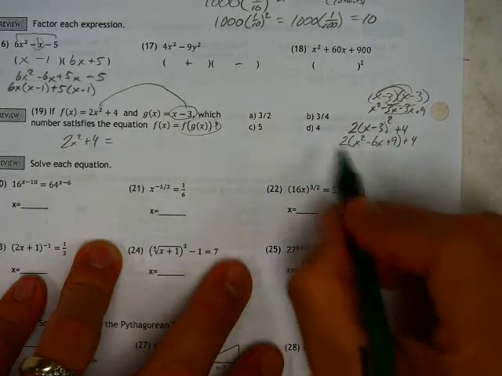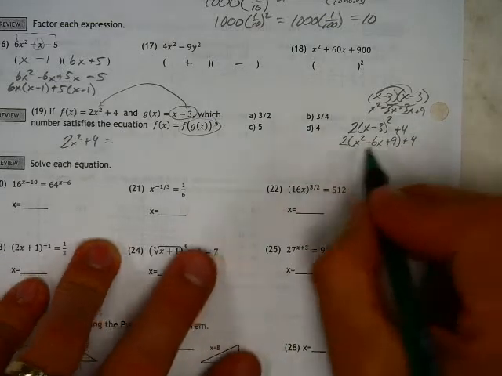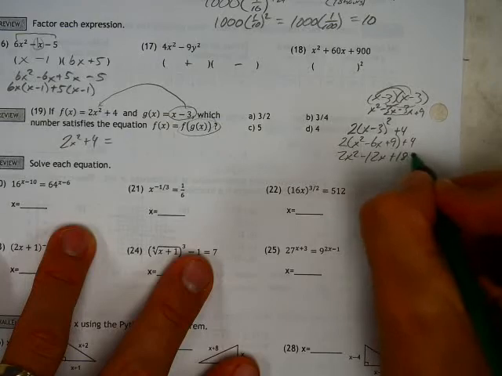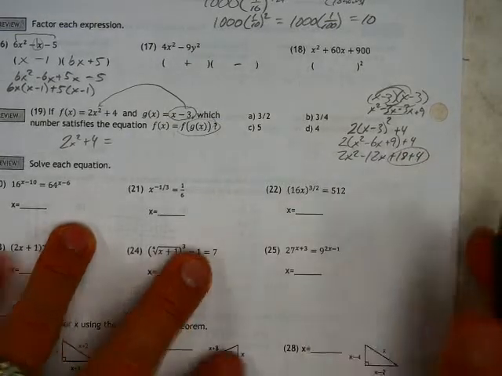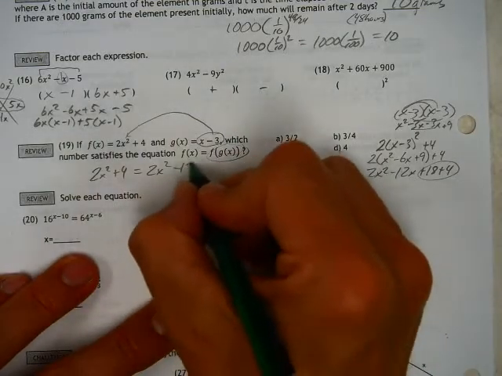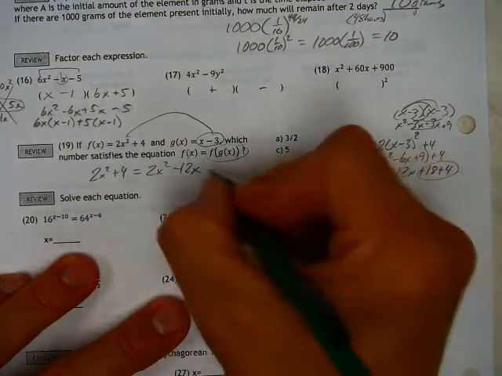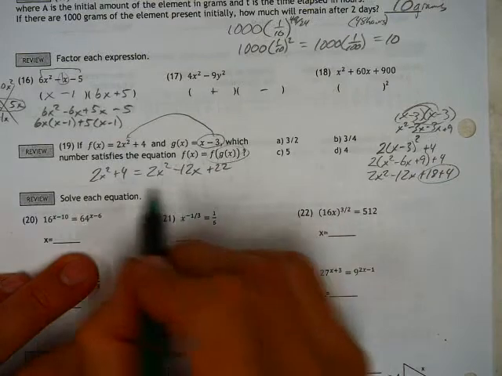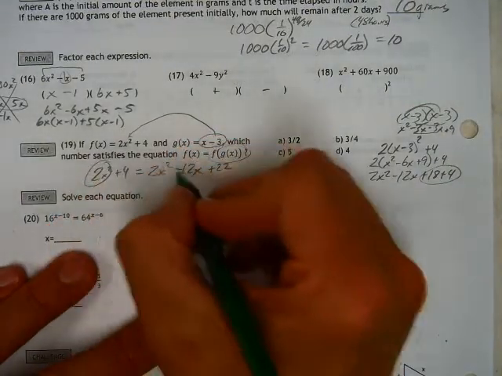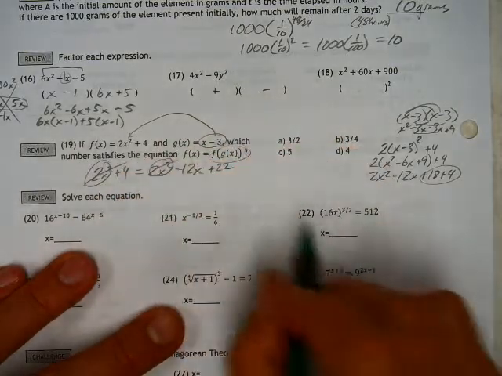So distribute the 2. 2x squared minus 12x plus 18, then plus 4. I combine those terms and I'll bring it over here. 2x squared minus 12x. Now all we have is a plus 22. We have a lot of things that are the same here. If I subtract the 2x squared from both sides, they're going to go away, which is kind of nice.